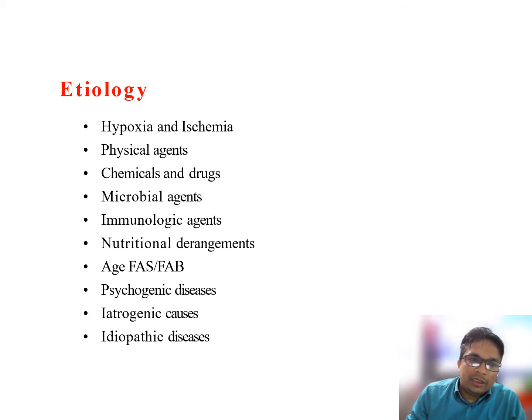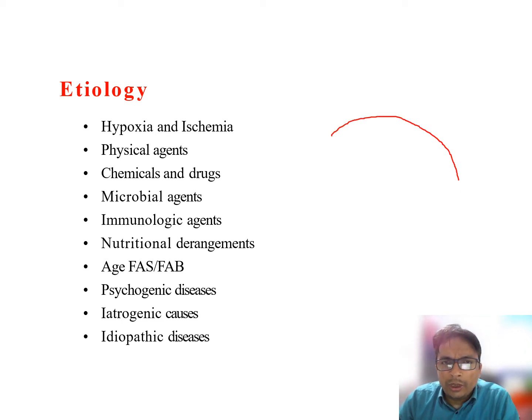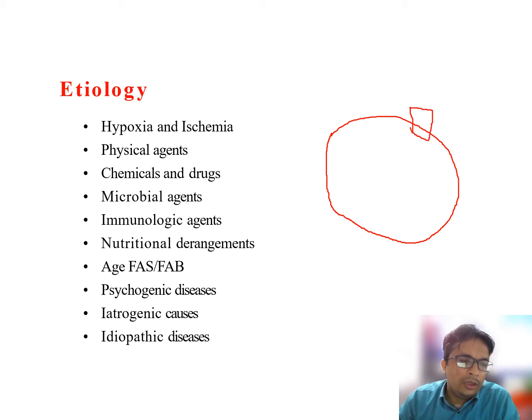Another etiological factor which contributes to cellular injury is the Fas and Fab receptor. If you see this Fas receptor, it is most commonly associated with age. I will tell you why. Just consider this is your cell, having one specific receptor on its surface, the cellular membrane, that is known as a death receptor.